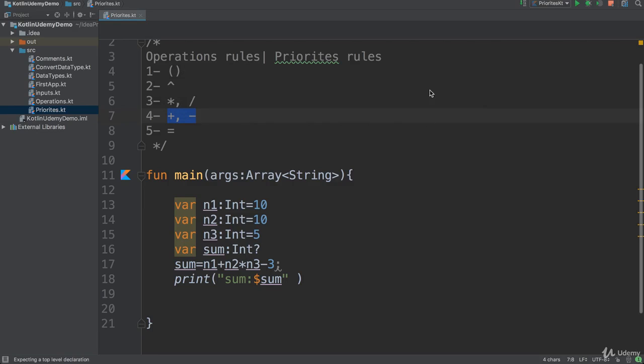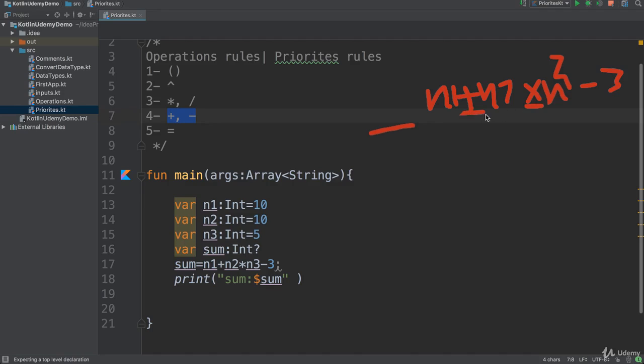He will come if we have number 1 plus number 2, multiply by number 3, and all of them minus 3. The program will come in this way. He comes from left to right. He will compare first two operations, addition and multiplication.